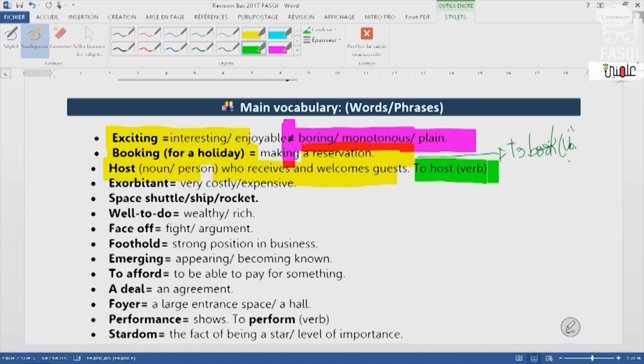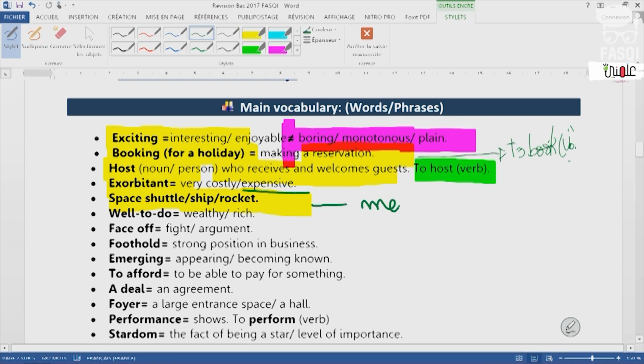When we talked about space tourism, we talked about exorbitant prices, meaning very costly, very expensive. So here, lesson number 2, space tourism, unit number 1. And there, when we talked about means of transport, we talked about what is named a space shuttle, spaceship, space rocket. That's as means of transport, mainly referring to when you want to travel to space.